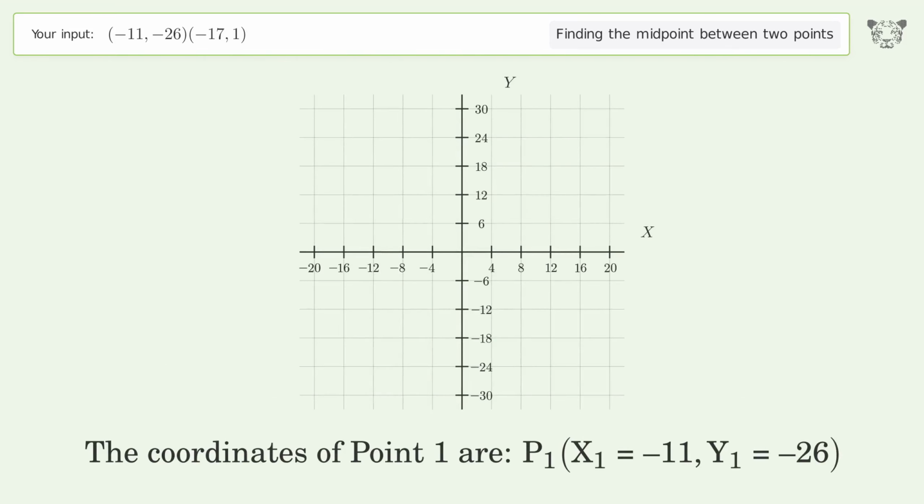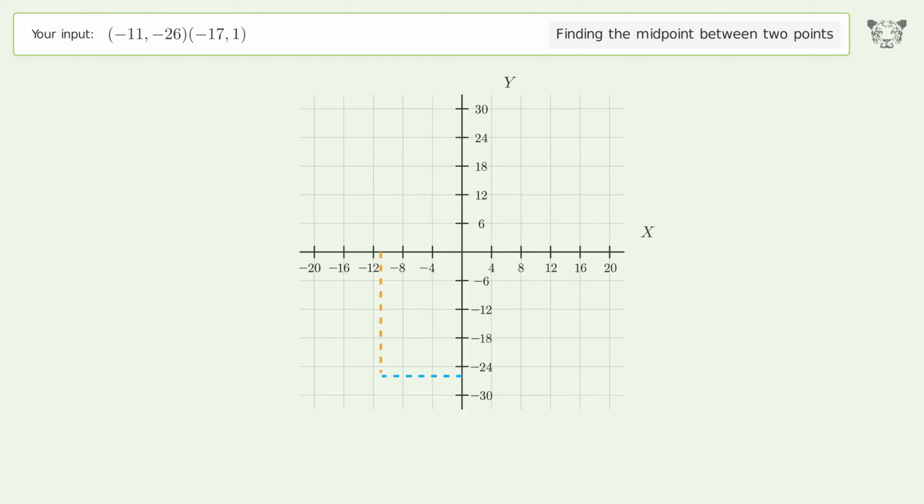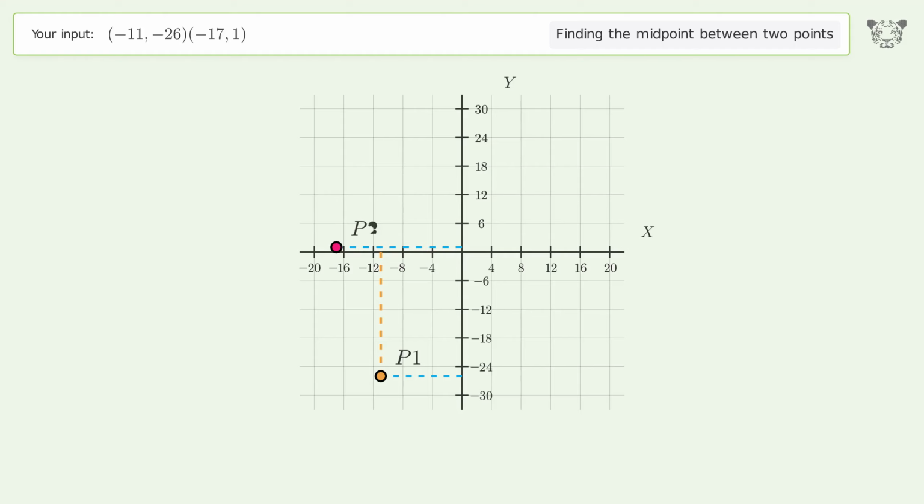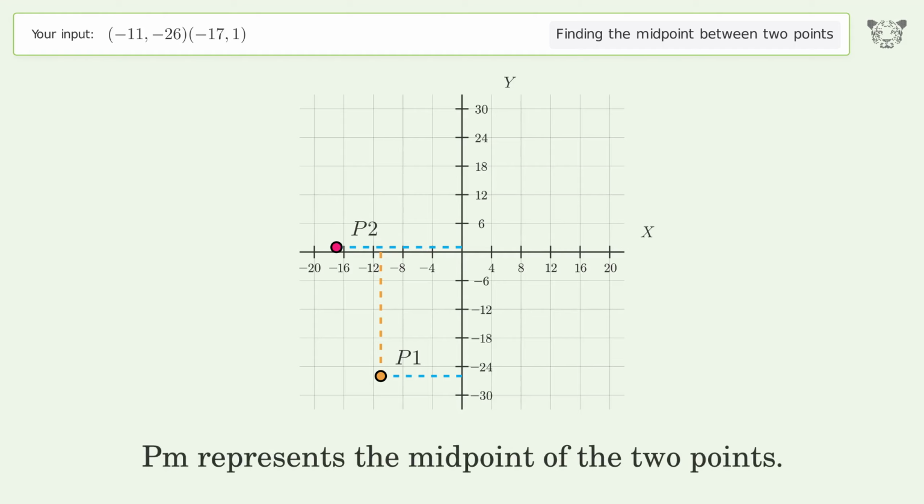The coordinates of point 1 are x1 equals -11, y1 equals -26. The coordinates of point 2 are x2 equals -17, y2 equals 1. PM represents the midpoint of the 2 points.